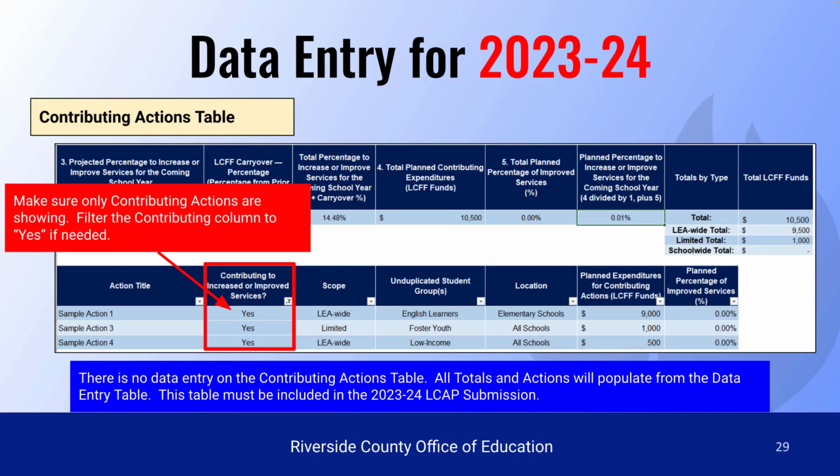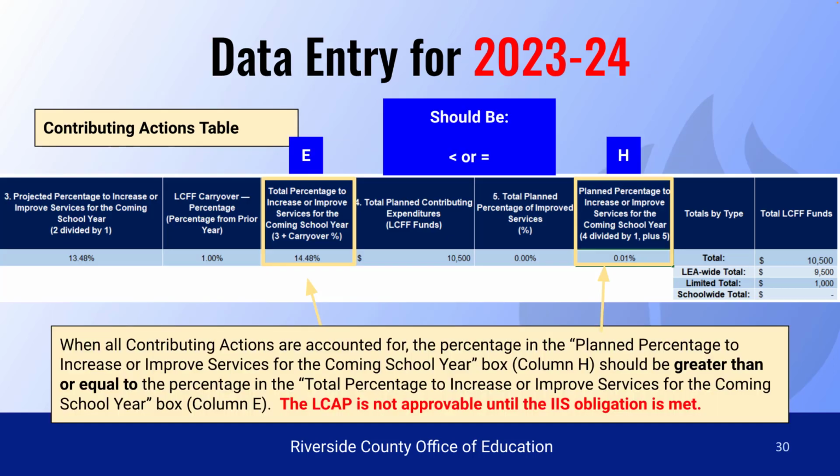The contributing actions table also has no data entry, as all items were entered on the data entry table. However, you must filter this table to make sure only contributing actions are included. So in the column there, contributing actions to increase or improve services, make sure you've set the filter to yes. Now there's an important piece on this table that is checked during the compliance review of your LCAP.